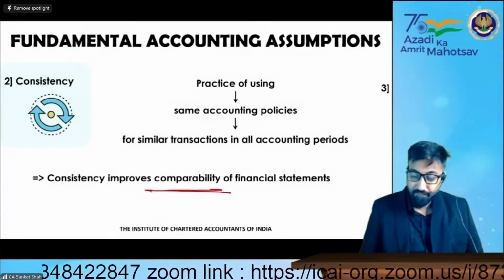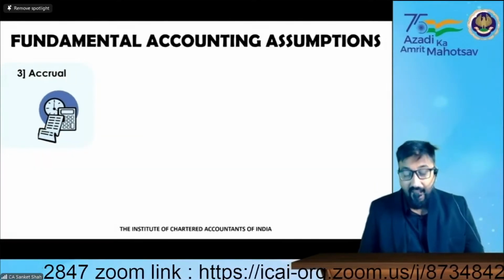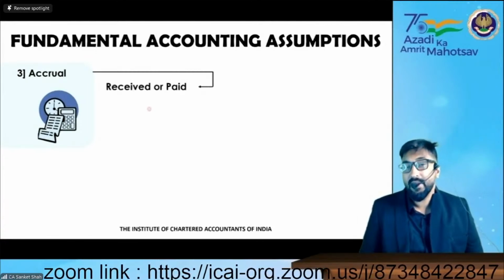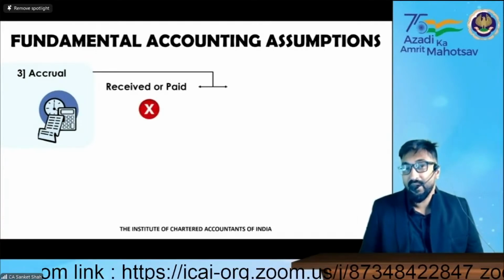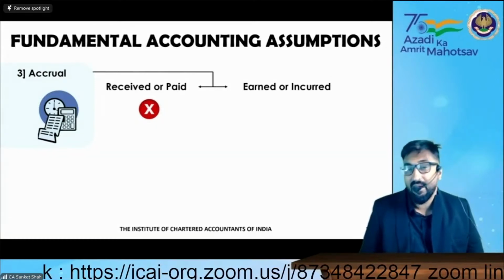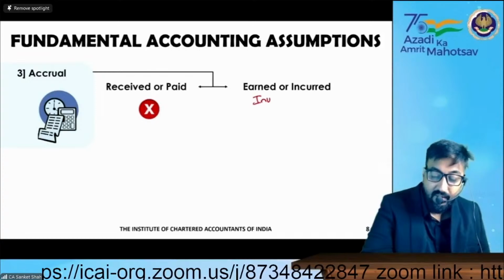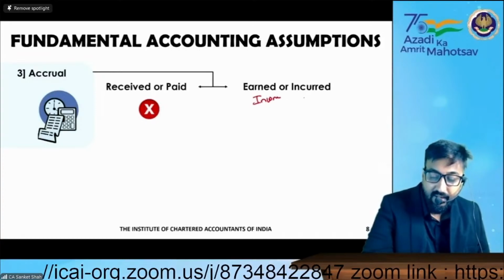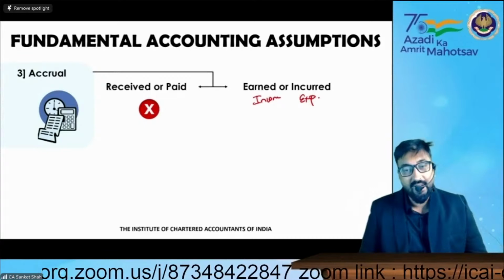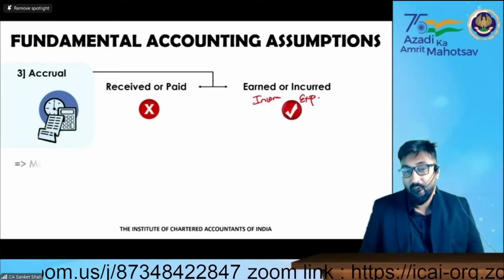Chalo. Over, have you written some points? Yes. Accrual. Now, what is accrual? Accrual means received or paid is not important, but income earned and expenditure incurred is important. What is incurred? Income, you earn it, and incurred is expenditure. So expenditure incurred is important and income earned is important, and received or paid is never important.